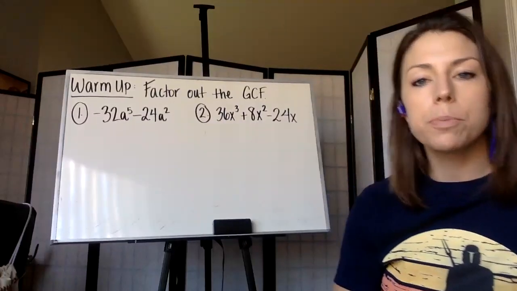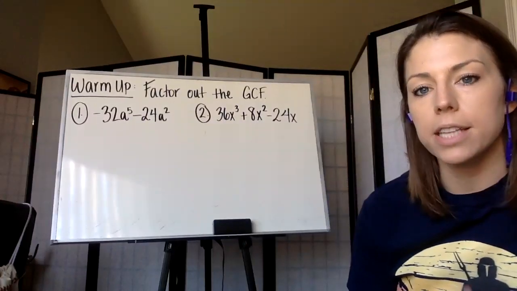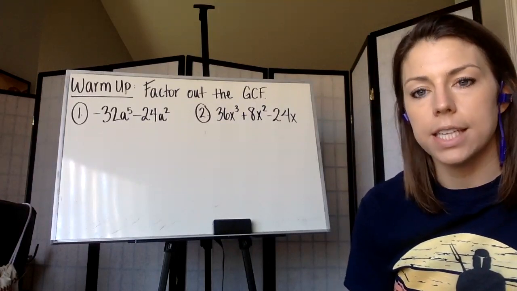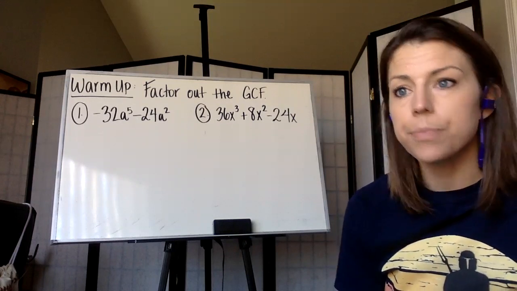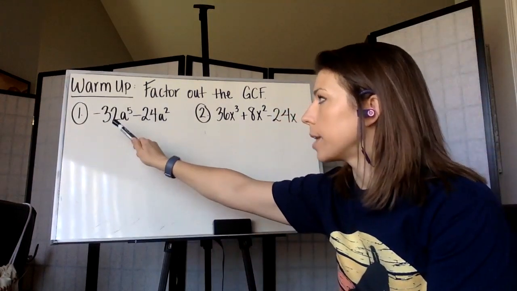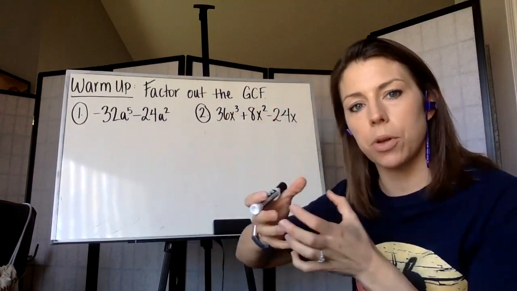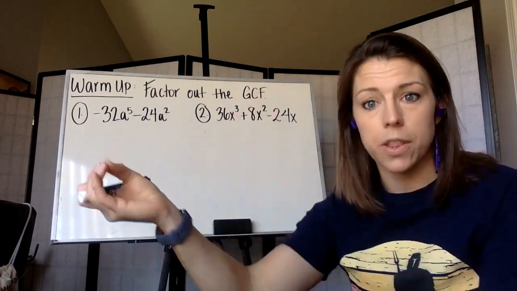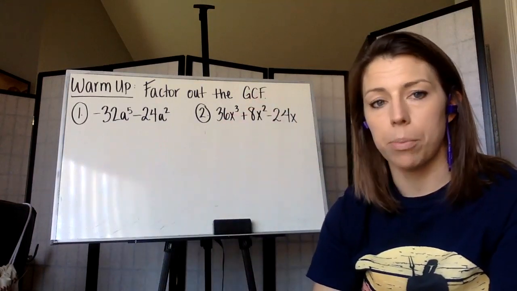Okay, so the first part of our warm-up, we are going to practice factoring using the GCF. GCF, again, standing for greatest common factor. So this means of all the terms that you see in the expression, find the greatest possible number, including variables, that goes into both, and then factor that out and basically use distributive property in reverse.